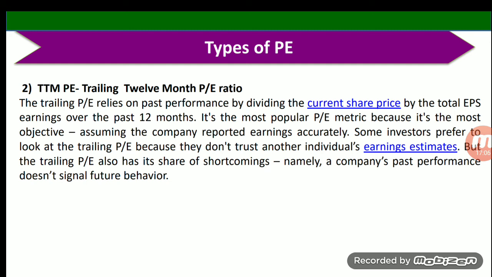The trailing P/E relies on past performance by dividing the current share price by the total EPS earnings over the past 12 months. So it's the most reliable P/E metric because it's the most objective, assuming the company reported earnings accurately. Some investors prefer to look at the trailing P/E ratio because they don't trust another individual's earnings estimate, but the trailing P/E also has its share of shortcomings. Namely, a company's past performance doesn't signal future behavior.